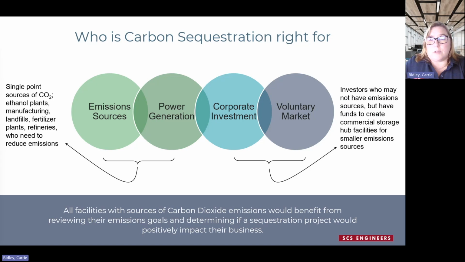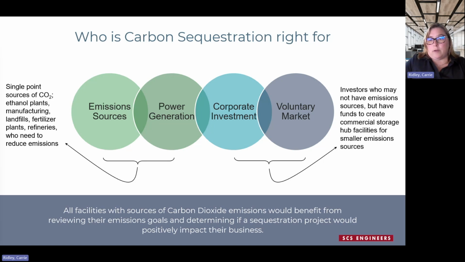So who is carbon sequestration right for? All CO2 emitters should review their emissions goals and see if a sequestration project would benefit their businesses. Projects seem to develop in two ways. Those with on-site emissions that are large and have the appropriate geology for on-site storage, such as some of the major oil and gas players in the Gulf Coast.